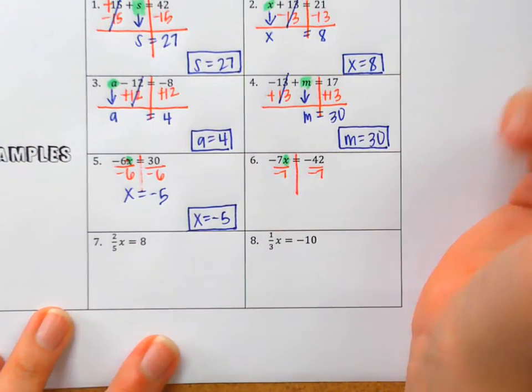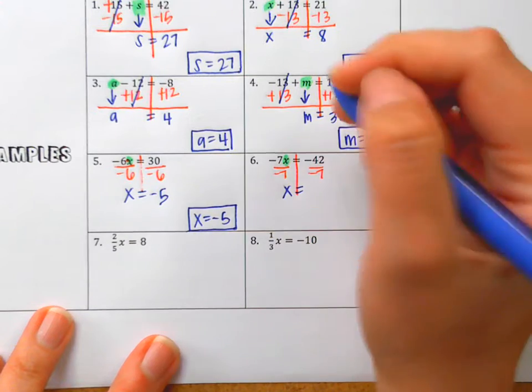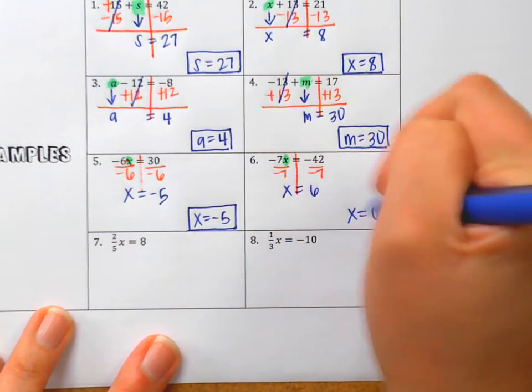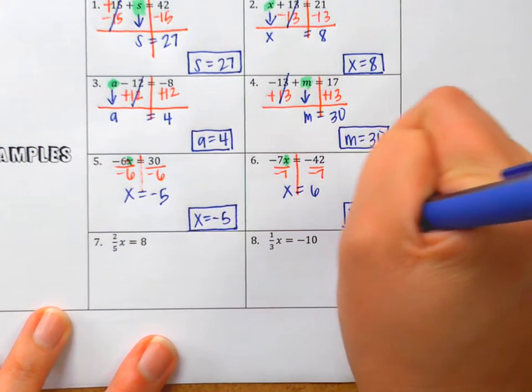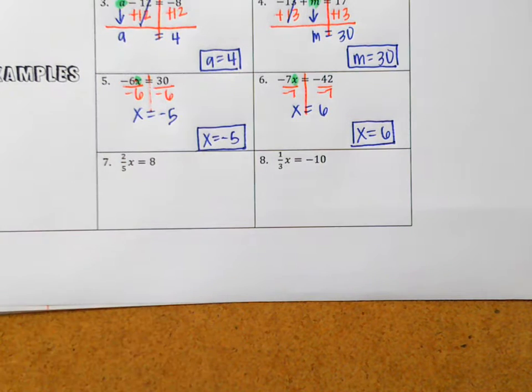-7 divided by -7 is 1, 1x, that's what we want. And -42 divided by -7 is +6. So x equals 6. Okay, last two are fractions. So we have 2/5 x equals 8.